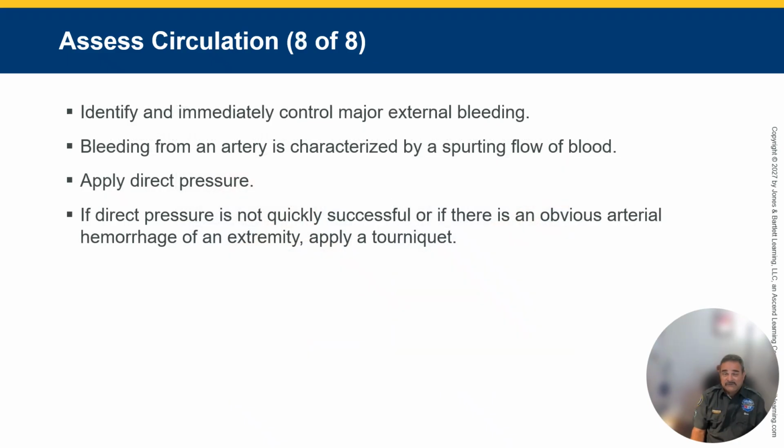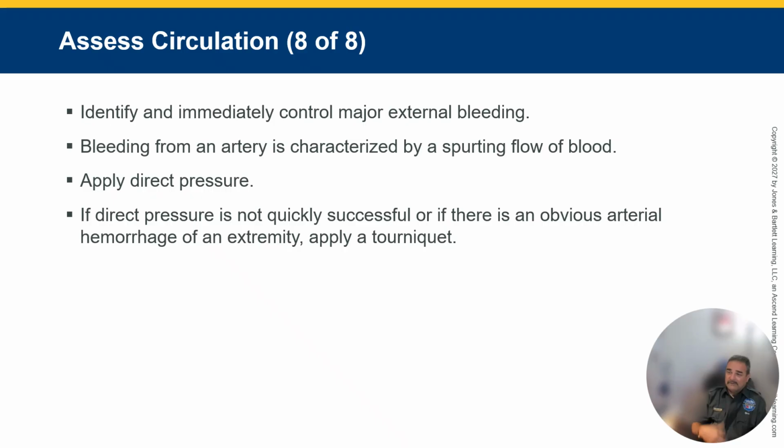All right, so assessment of circulation identifies and immediately controls any major bleeding. That's number one. Bleeding from an artery is characterized by spurting of blood flow. It goes, pss, pss, pss, it squirts out. Venous bleeding, or from veins, it just kind of runs. And capillary bed, it just kind of oozes. So, whatever the level of bleeding is, we stop it.